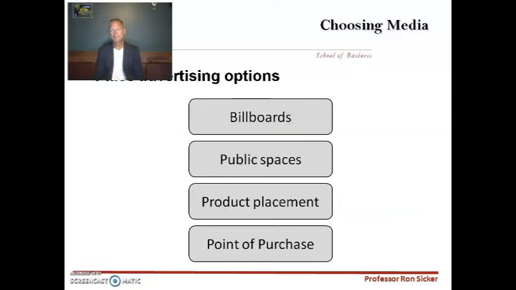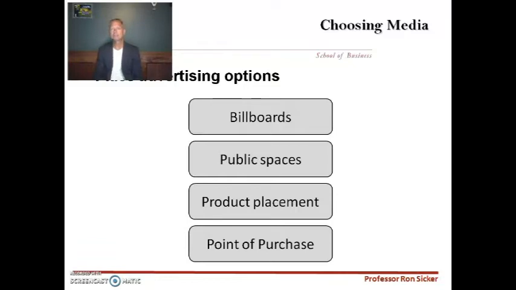So obviously, your place advertising options are either on billboards, on major highways. There's public spaces like bus stops and things like that. There's also product placement, and you see product placement in different places. You see product placement actually in movies.